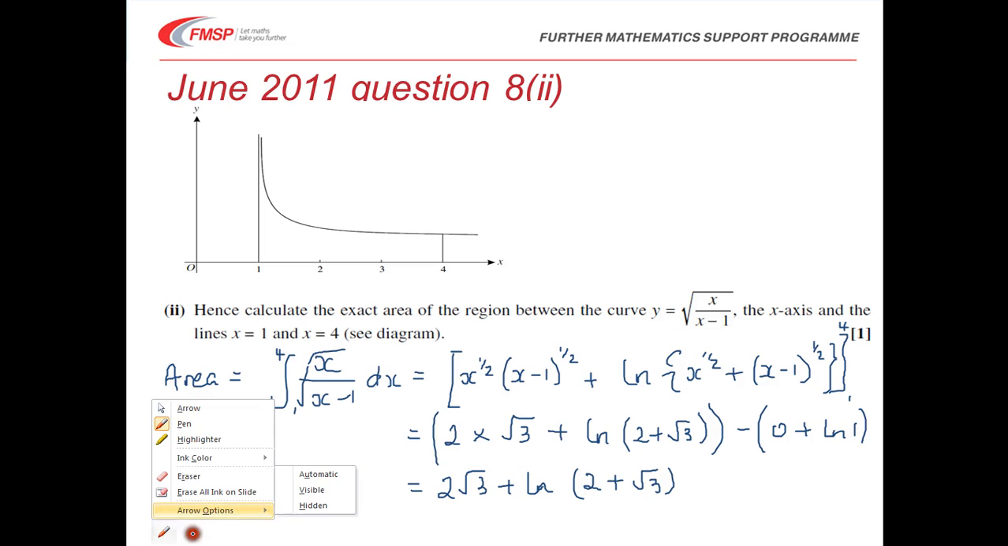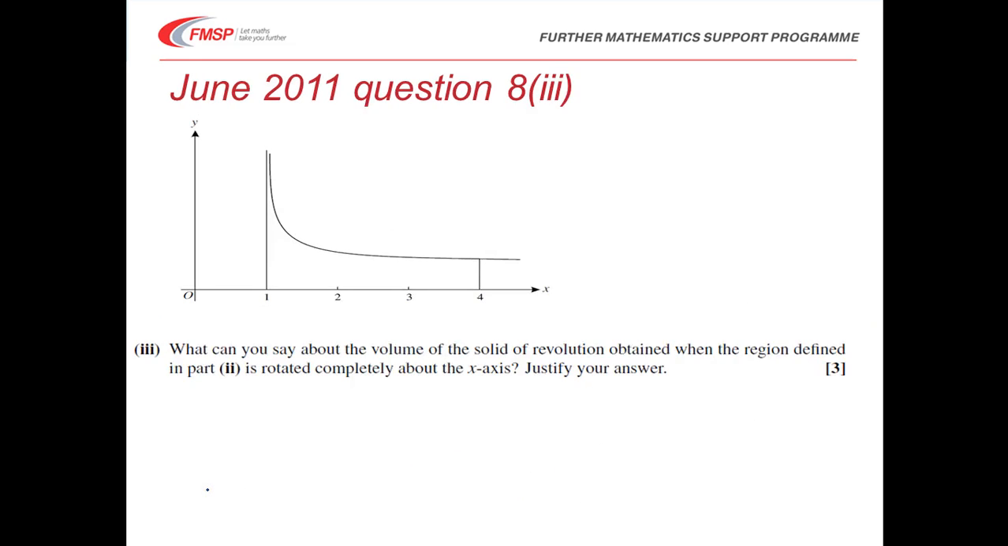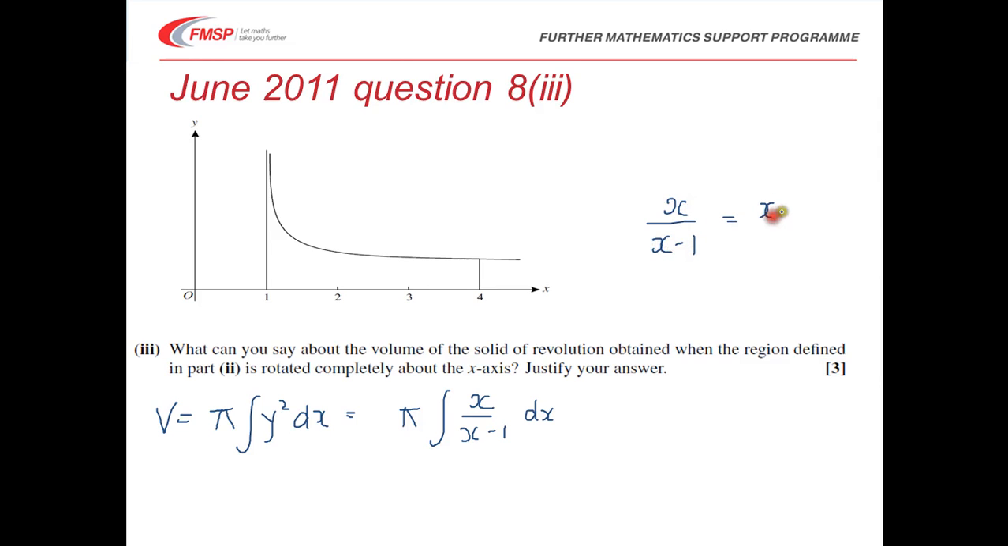And then the last part of the question, it says in part 3, what can you say about the volume of the solid of revolution? So remember that we're finding pi times the integral of y squared dx, which in this particular case is going to be pi times the integral of x over x minus 1 dx. Now, there are different ways in which you could do it, but you can think of x over x minus 1 as x minus 1 plus 1. So we can rearrange the numerator to write it like that.